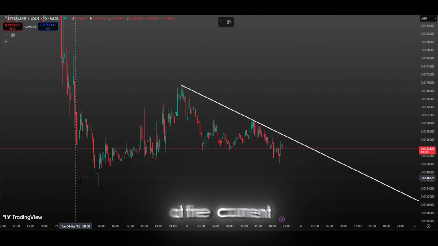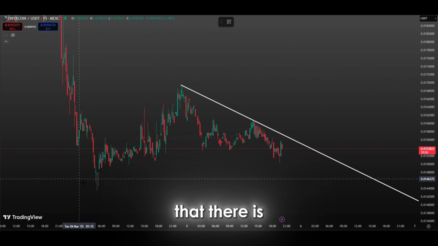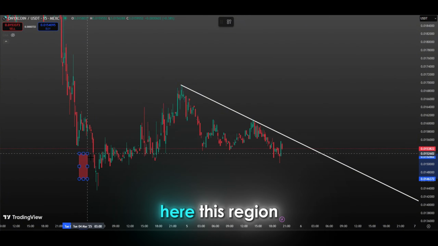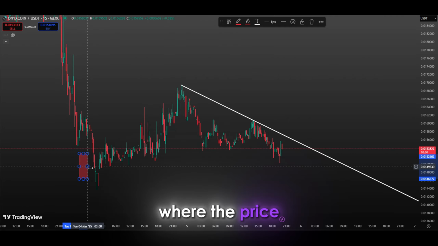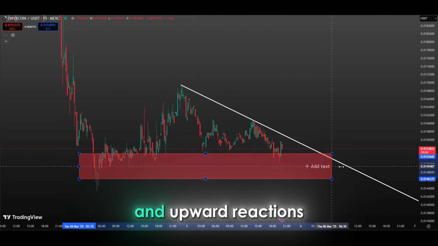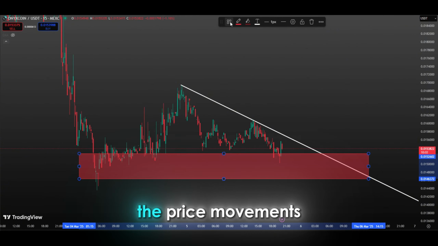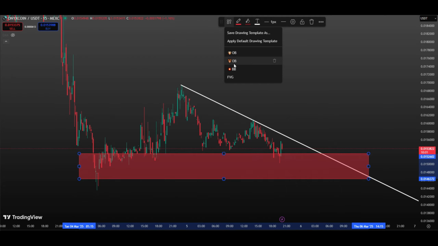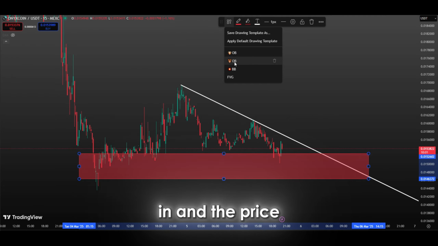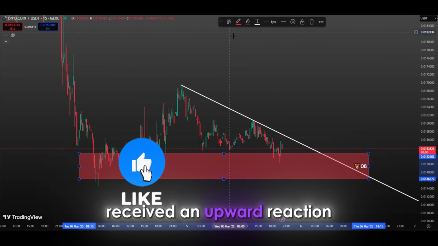When we look at the current level of the price, we can see that there is a strong bullish order block here. This region stands out as an area where the price has received support and upward reactions many times in the past. Especially when we examine the price movements that have come to this level before, we observe that each time the buyers stepped in and the price received an upward reaction.